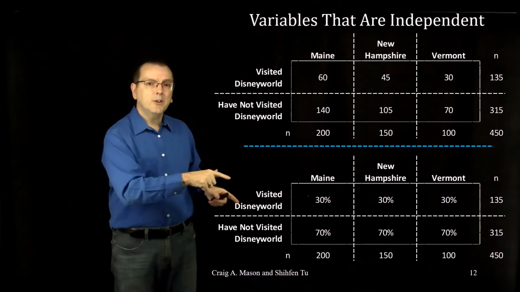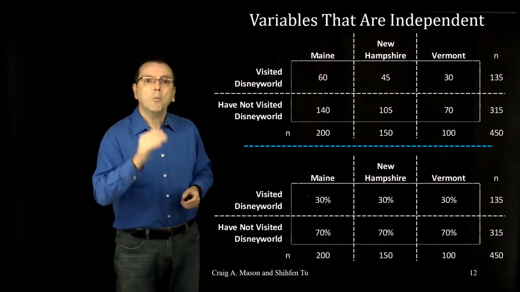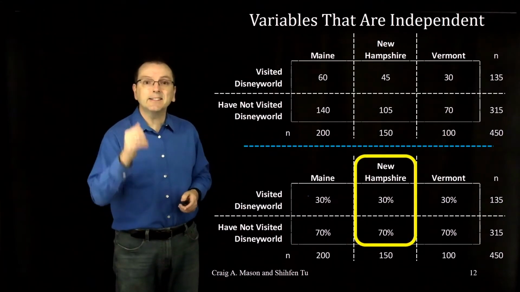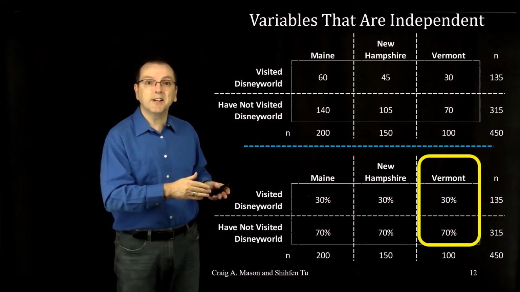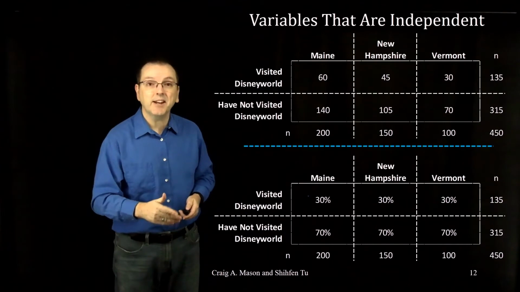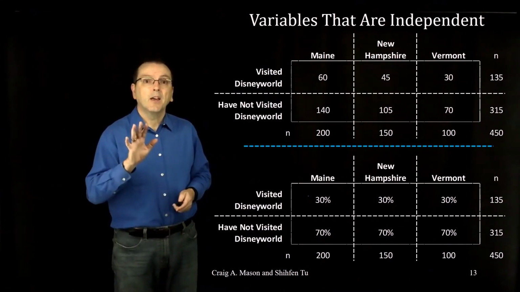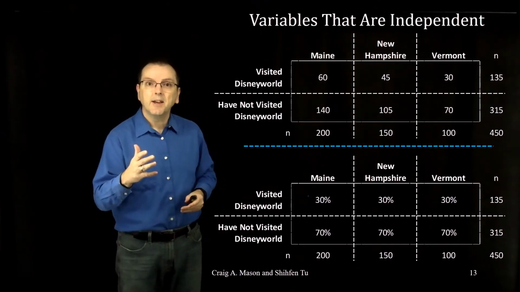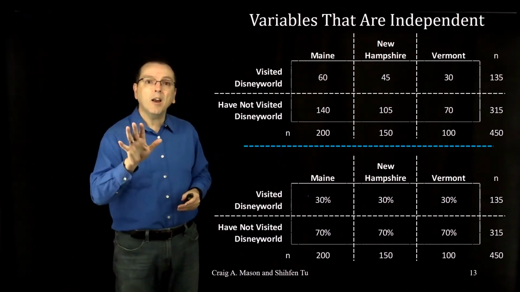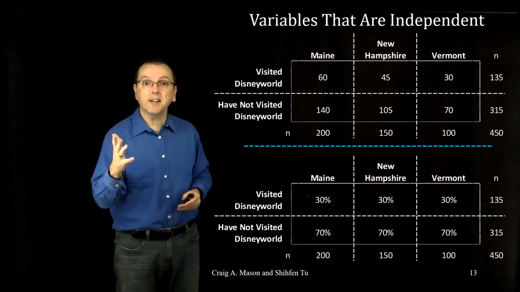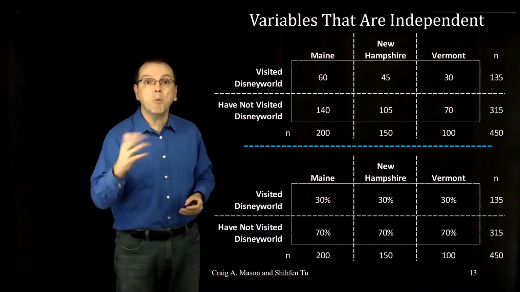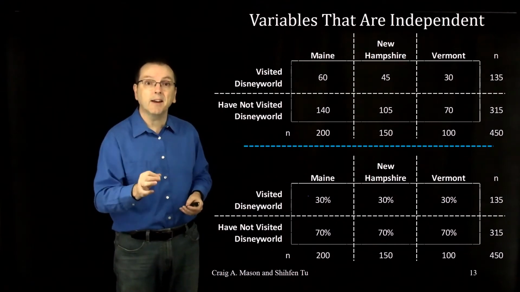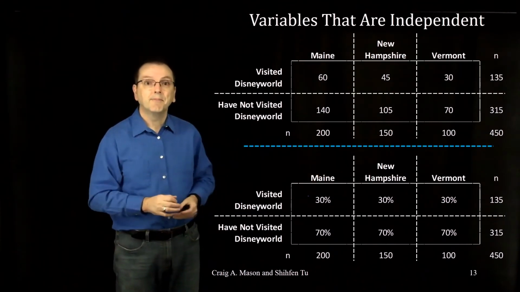Now, notice something here. Within each state, the percentages are exactly the same. 30% have visited Disney and 70% have not. Whichever group you're in for state has no effect at all on the probability that you visited Disney. It's always 0.3 or 30% of the sample from that state, for every state.